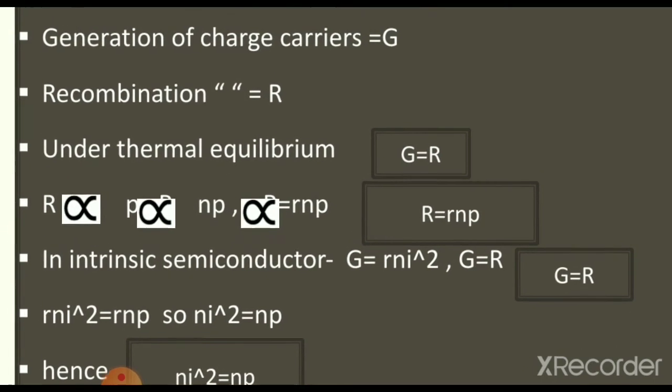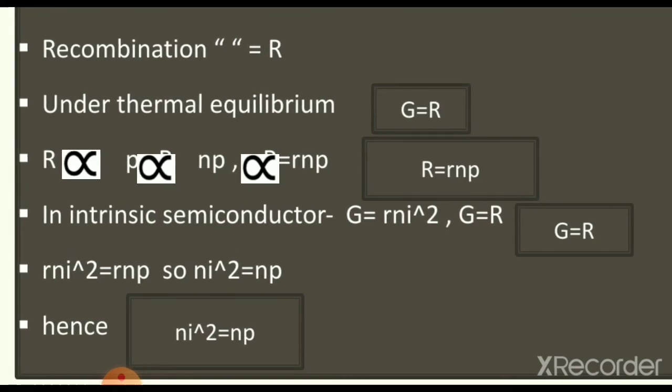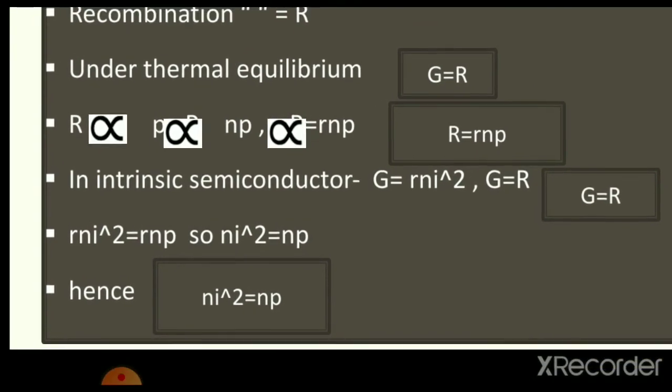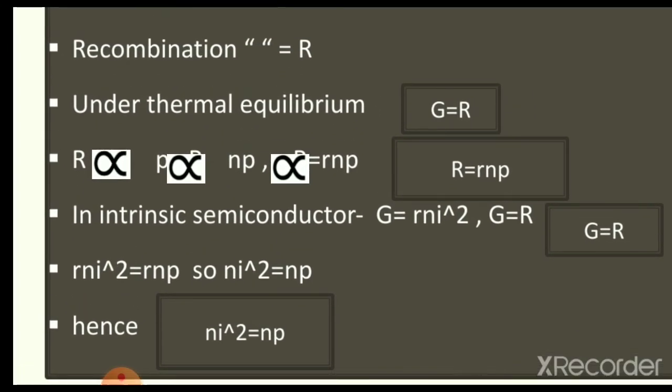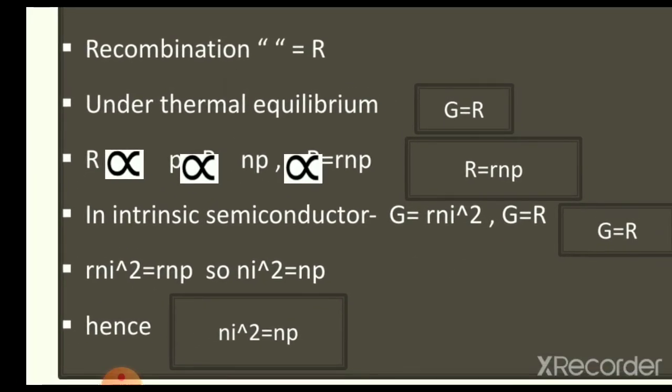So now putting the value of capital G and capital R. The value of capital G is r ni square, which is intrinsic carrier concentration, is equal to the value of capital R, which is r np, the product of free electrons and holes, and so ni square is equal to np. Therefore ni square is equal to np, hence proved.